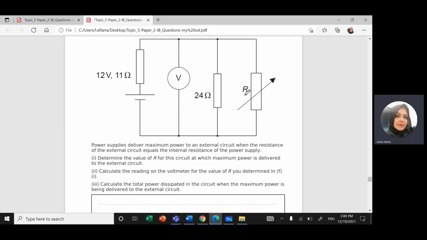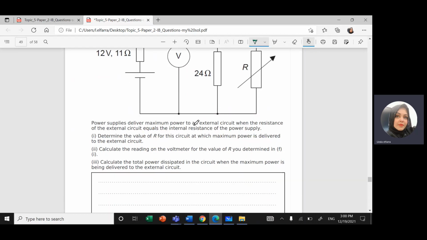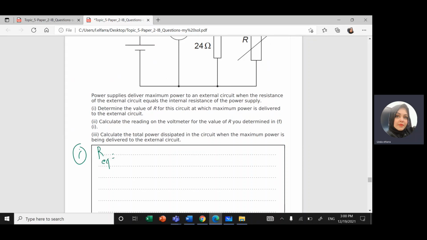If I add these two resistors, it should give me the equivalent resistance, which is 11 ohm. Since they're connected in parallel, I can use this formula: R equivalent equals R1 times R2 divided by R1 plus R2, or 1 over R equals 1 over R1 plus 1 over R2. Since there are 2, it's much easier to use just the first. So just substitute R equivalent: I have 11 equals 24 times R over 24 plus R. Cross multiplication.